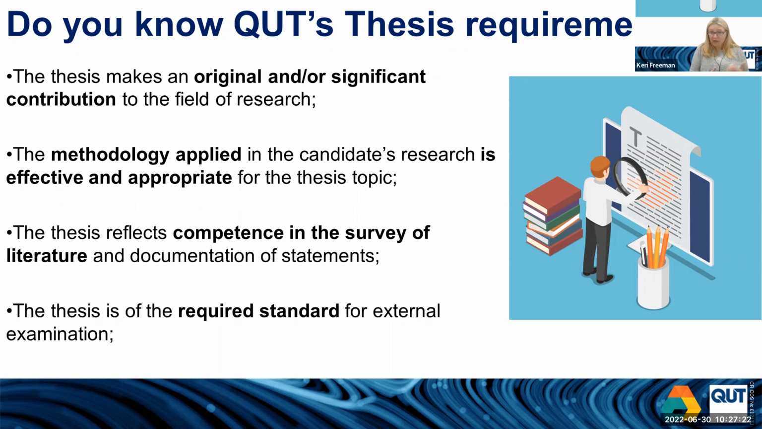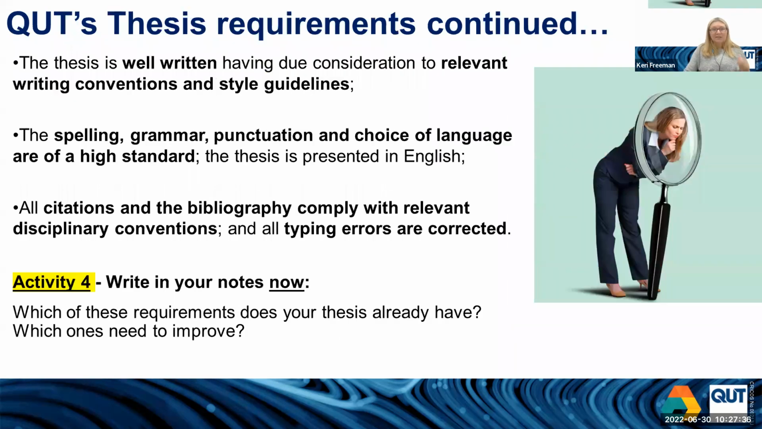As was said in the chat, look at other people's thesis on QUT e-prints, and your supervisors will be able to guide you in where that quality needs to be. And of course, come to the writing sessions as well. Next one needs to be well written, relevant writing conventions and style guidelines. Your style guidelines means your referencing style, right? Spelling, grammar, punctuation, choice of language are of high standard. Yep, we all understand that. Citations, bibliography comply with relevant conventions, and typing errors are corrected. So realistically, we knew all of this, right? But it's good to just have that reminder.